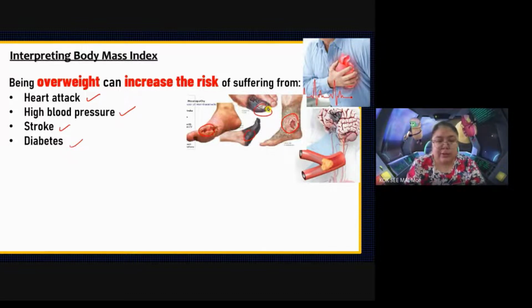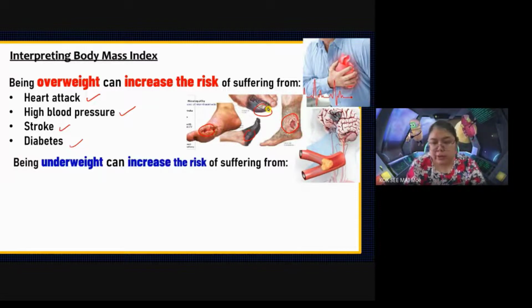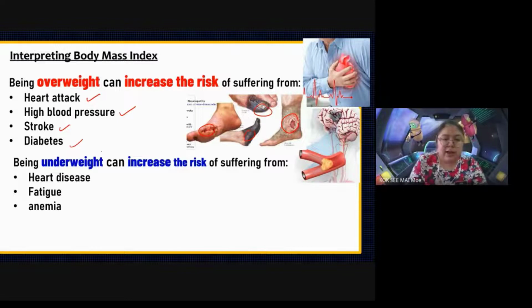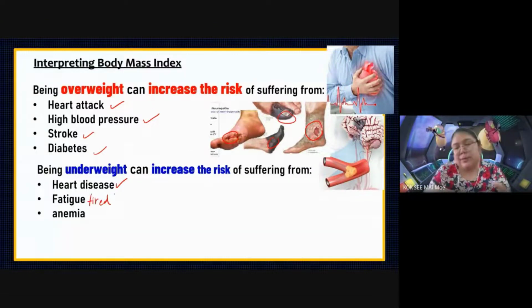Then we are going to see underweight. Don't think underweight is nothing. Not only overweight has problems, underweight also has risks. See what the risks are for underweight. First one, heart disease. Maybe your heart is not good, cannot pump. That's why you become low pressure. Then your weight is also low. Every time you feel tired, a little bit and then you're tired. So this one is underweight because you don't have enough energy.